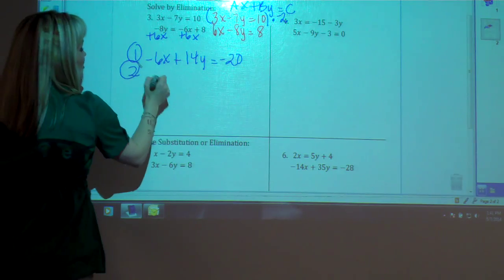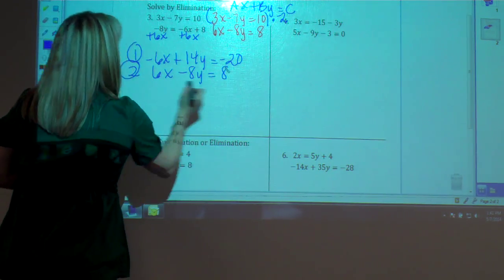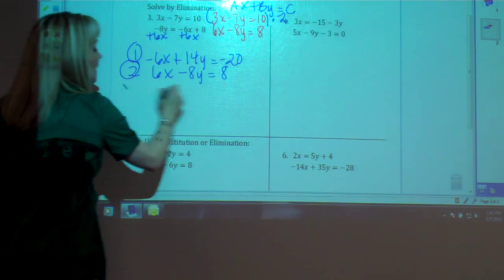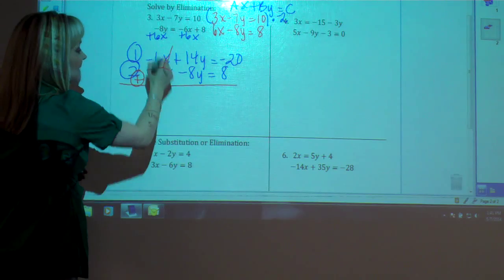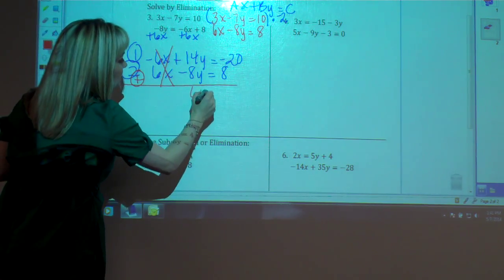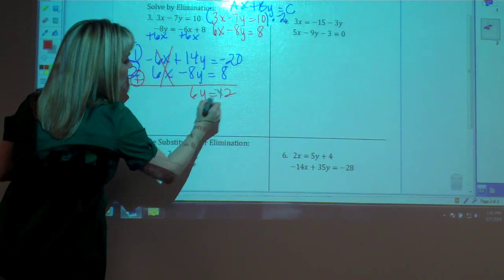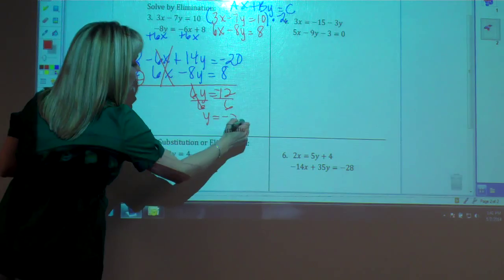My second equation is 6x minus 8y equals 8. So remember, in your elimination method, you're always adding them together. My 6x's cancel out, and I get 6y equals negative 12, and I divide by 6, and I get y is equal to negative 2.